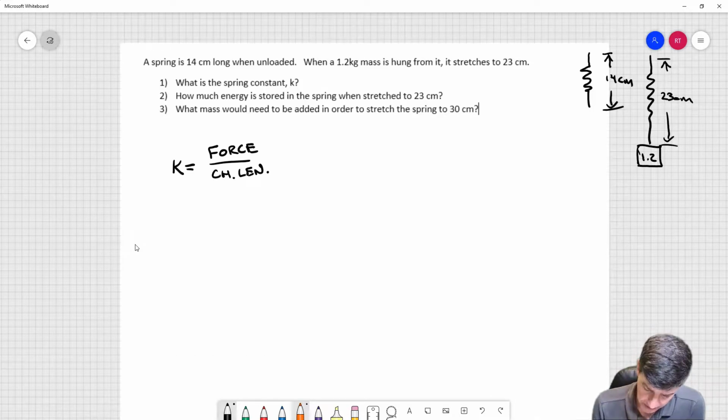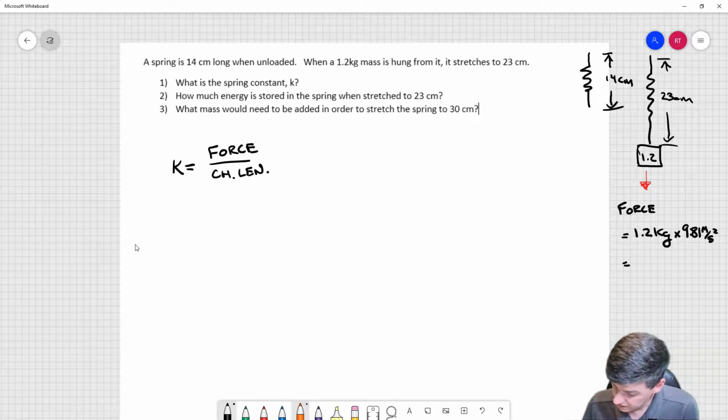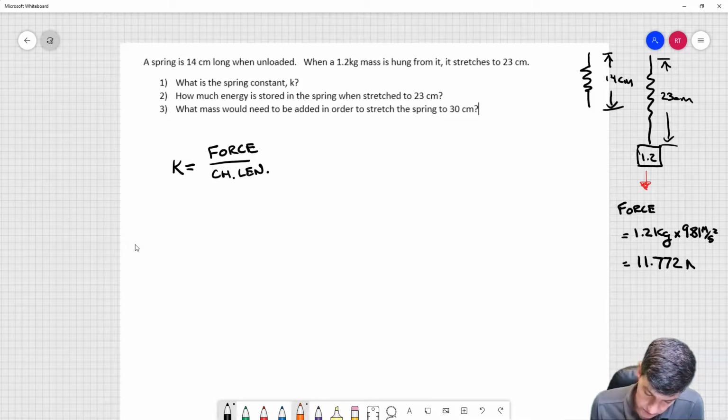Okay, so the force that I have, 1.2 kilograms. When we talk about a mass hanging down, that's not a force, it's a mass. So my force is going to be equal to 1.2 kilograms times gravity, 9.81 meters per second squared. And I'm going to have a force of 11.772 newtons. Okay.